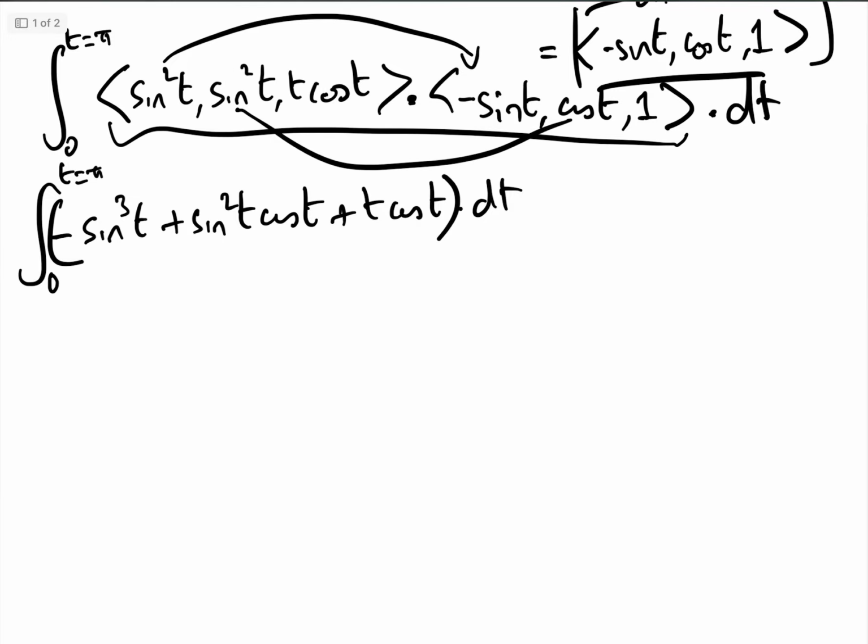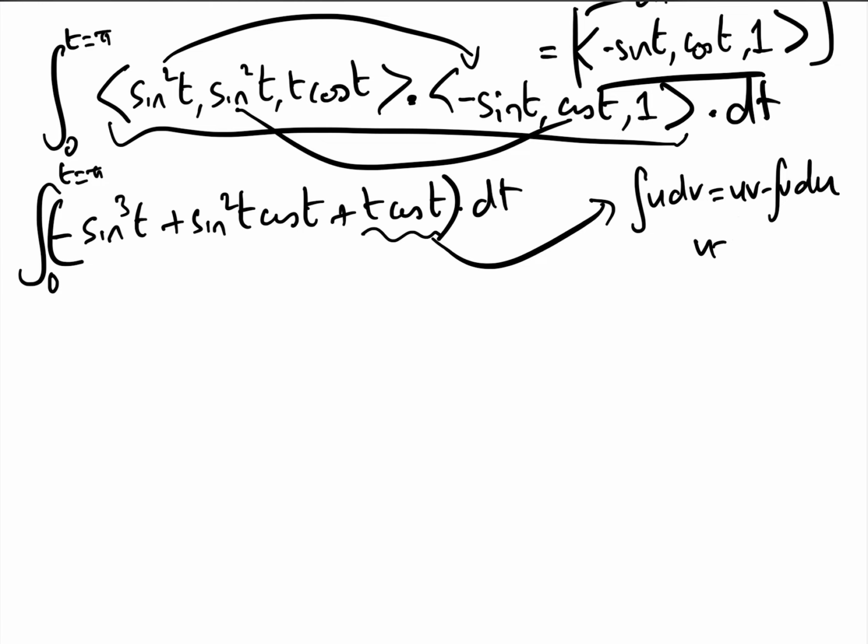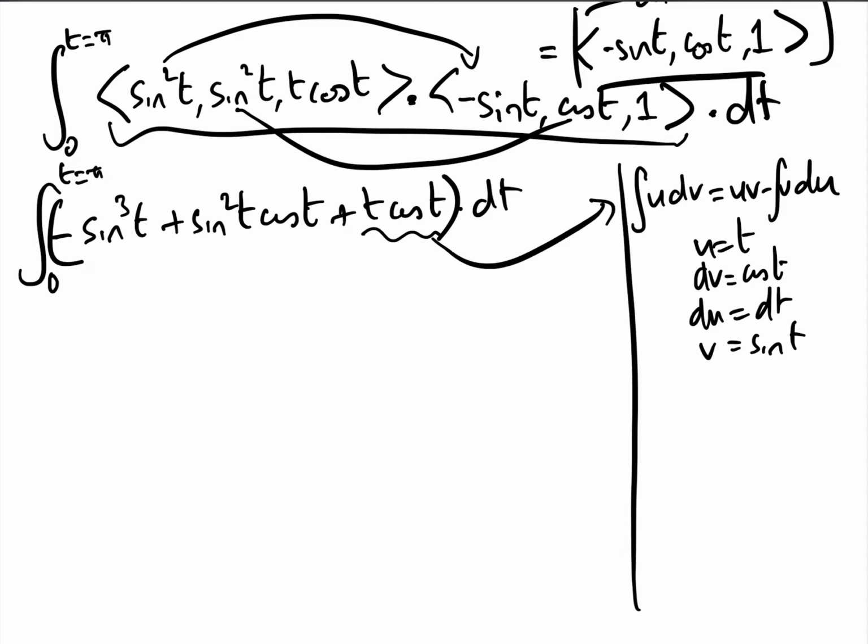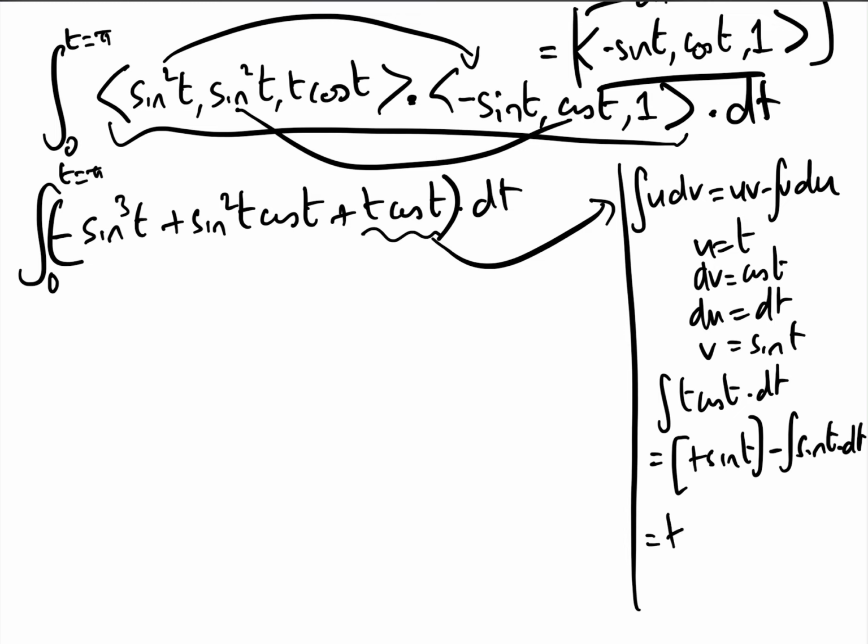So let's try and do that. Let's take this one first here. That's just a standard integration by parts. So the integration by parts, the integral of u dv equals uv minus the integral of v du. So let u equal t and dv equal cos t dt. Therefore du equals dt and v equals sine t. So the integral of t cos t dt equals t sine t minus the integral of sine t dt, which equals t sine t add cos t.